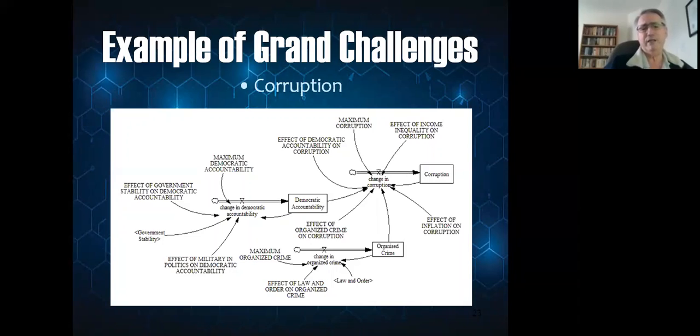And you can see it's a bigger model than this, but basically you can see two important aspects on the level of corruption, and that is organized crime, which increases the amount of corruption, and democratic accountability, which decreases the amount of corruption as it increases. So basically you have this idea of changing the level of corruption by changing the levels of these two different variables, and there are many other variables in this model.